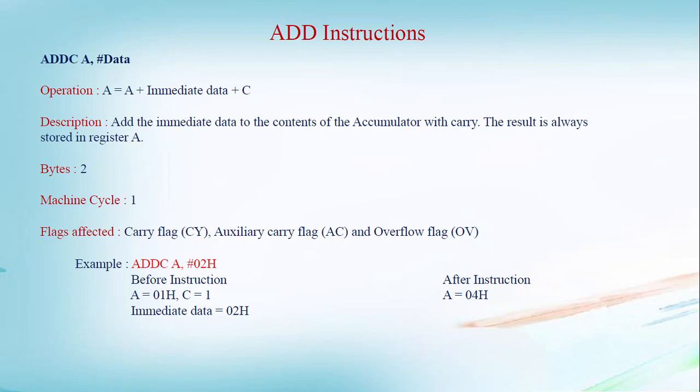ADDC A, #data. It means add the immediate data to the contents of the accumulator with carry. We can see the example: ADDC A, #02h. It means A equals A plus C plus immediate data, and when the instruction gets executed, the addition of these 3 contents will be saved into the accumulator.